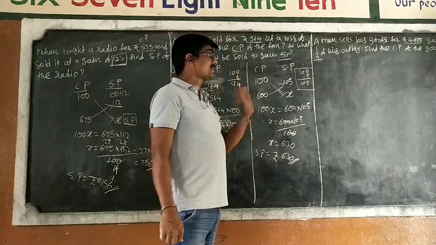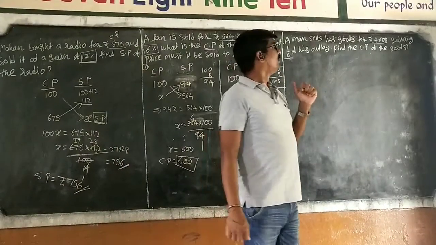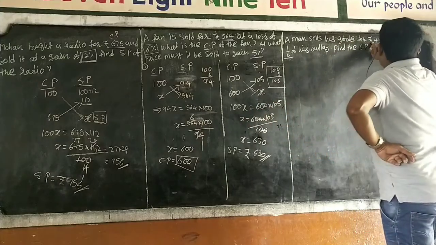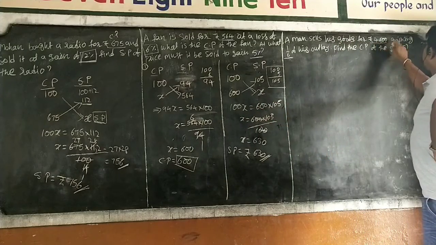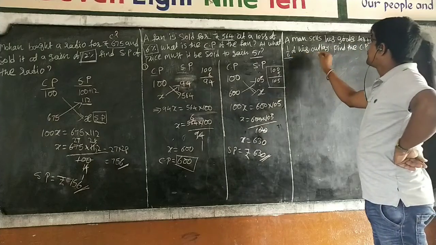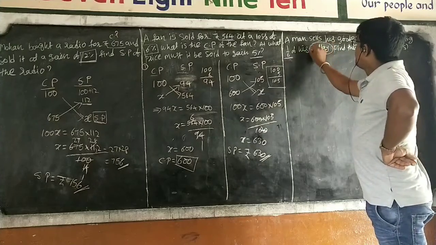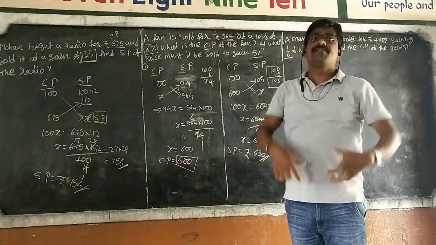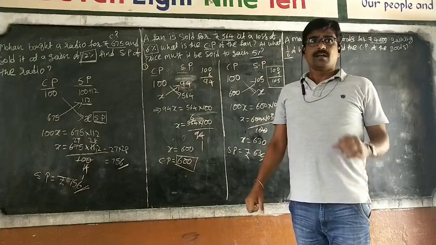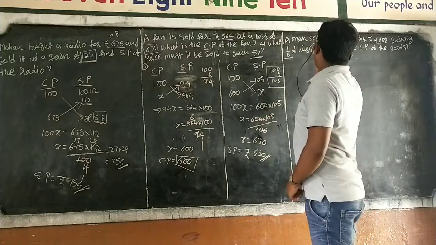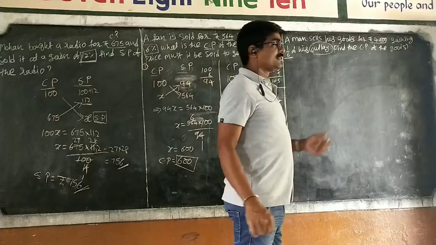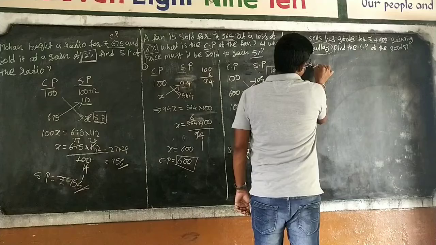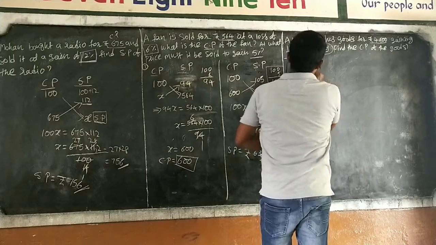Okay? Next. A man sells his goods for rupees 4,900, gaining 1/6 of his outlay. Outlay means the total 100%, his total expenditure. He got 1/6. So total 100 into 1/6.